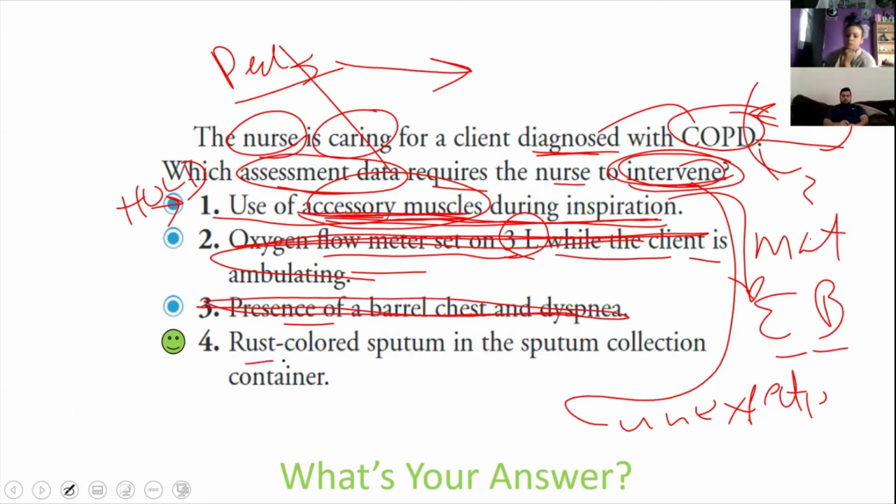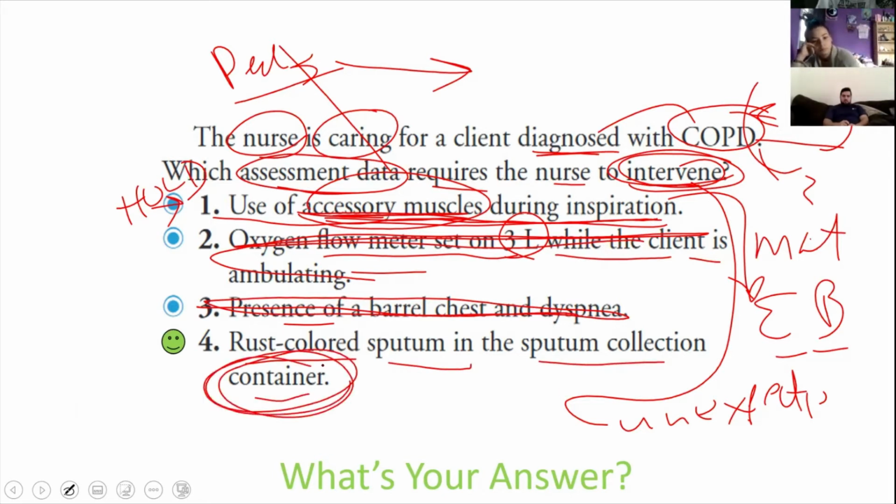I got rust-colored sputum in a sputum collection container. Okay, well, that's weird, right? So I don't know what that means, right? So do they have a container next door that they're spitting into or something like that, right? So now think about this. You're caring for a client diagnosed with COPD, right?